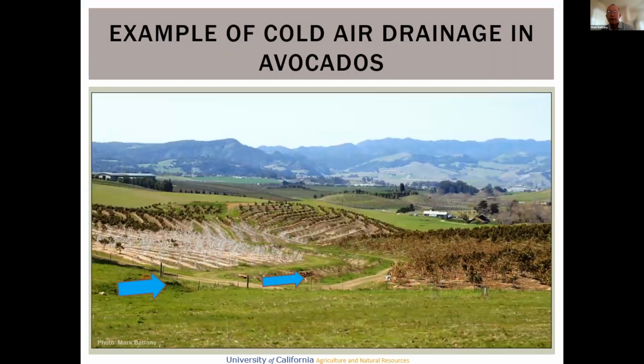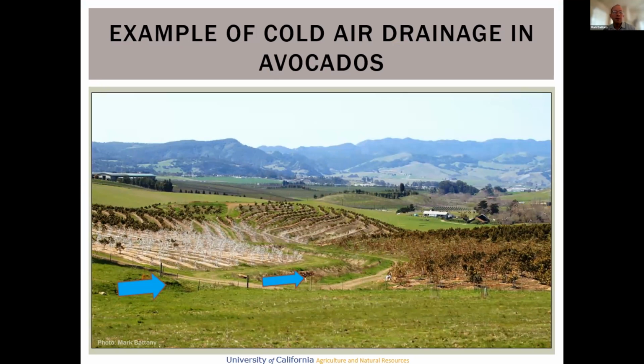And here's an example then in the avocado planting in San Luis Obispo County, where we had some very cold temperatures a number of years ago. And you can see in this planting, even though it's on a higher elevation, there's still a drainage of cold air that goes right through the middle of this planting. And you can see very clearly where the damage happened.